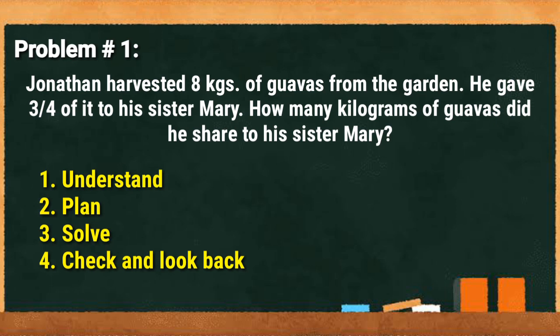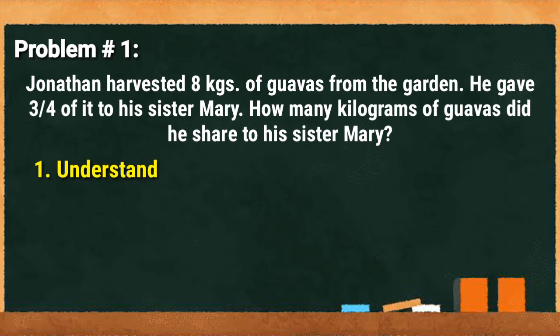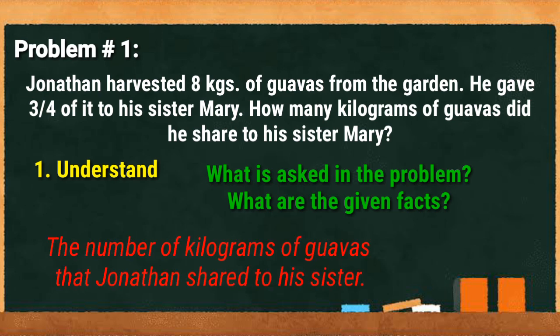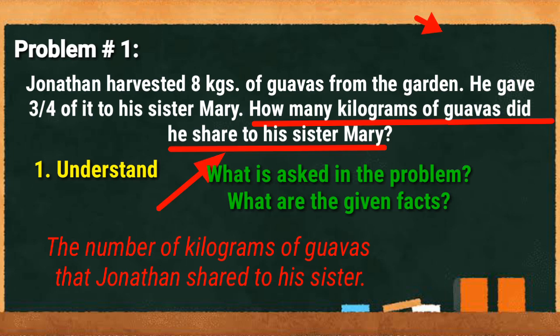Number 1, understand. Number 2, plan. Number 3, solve. And the last one is check and look back. We have to do the first step first. Know what is asked in the problem. Let's go back to the problem. The number of kilograms of guavas Jonathan shared to his sister, that is what is asked in the problem.